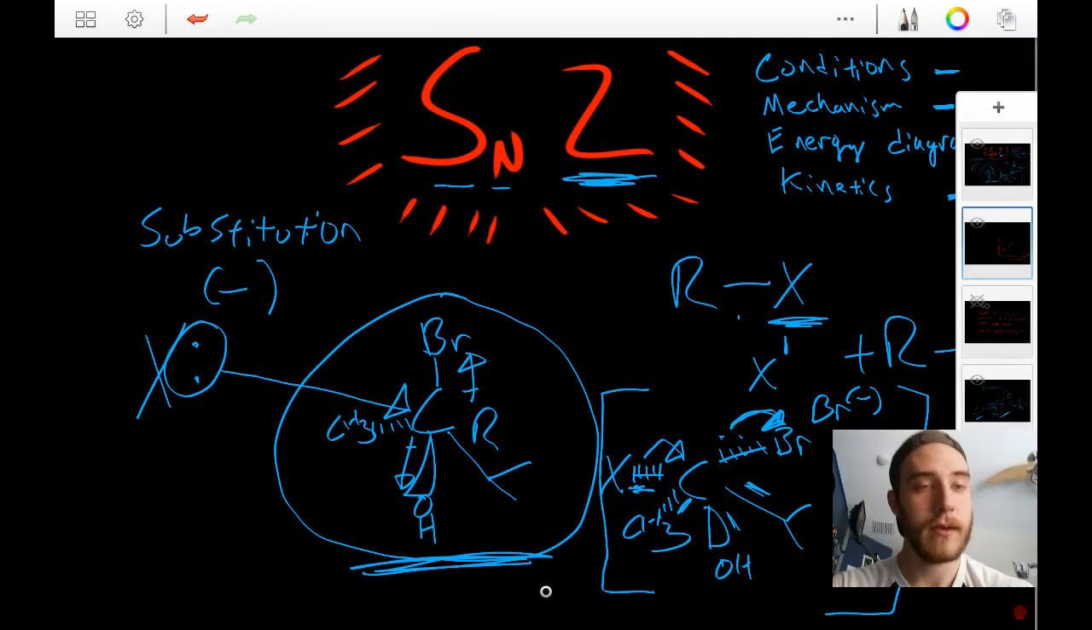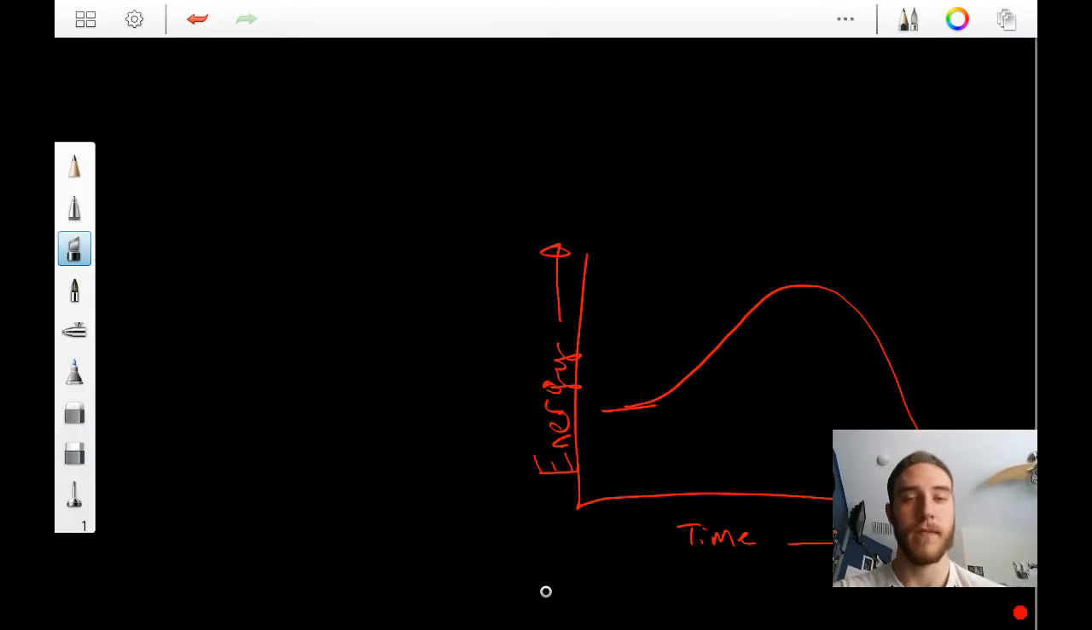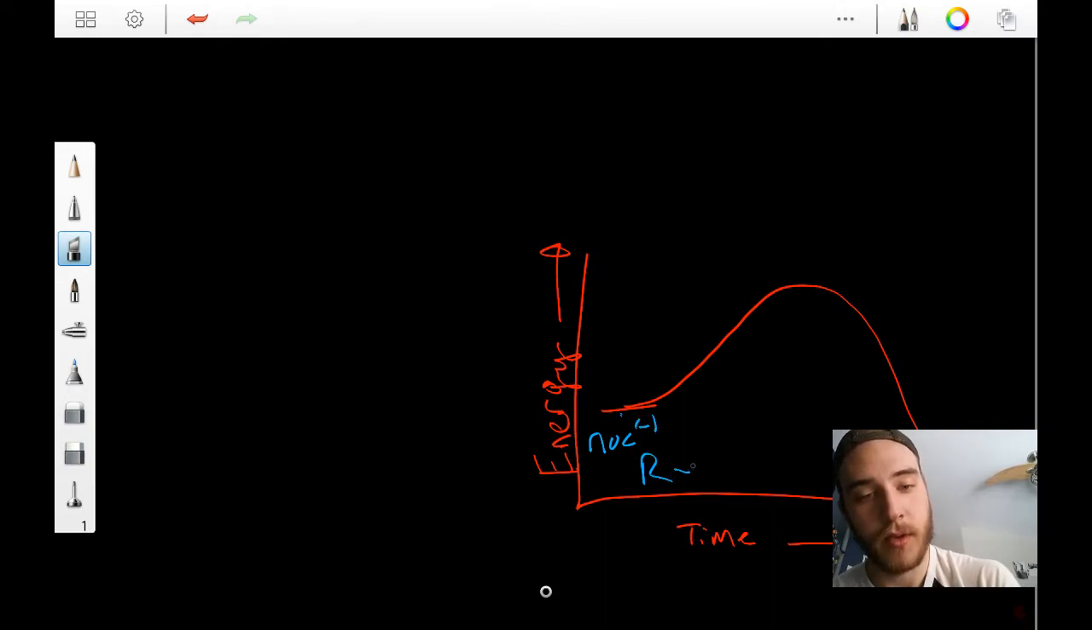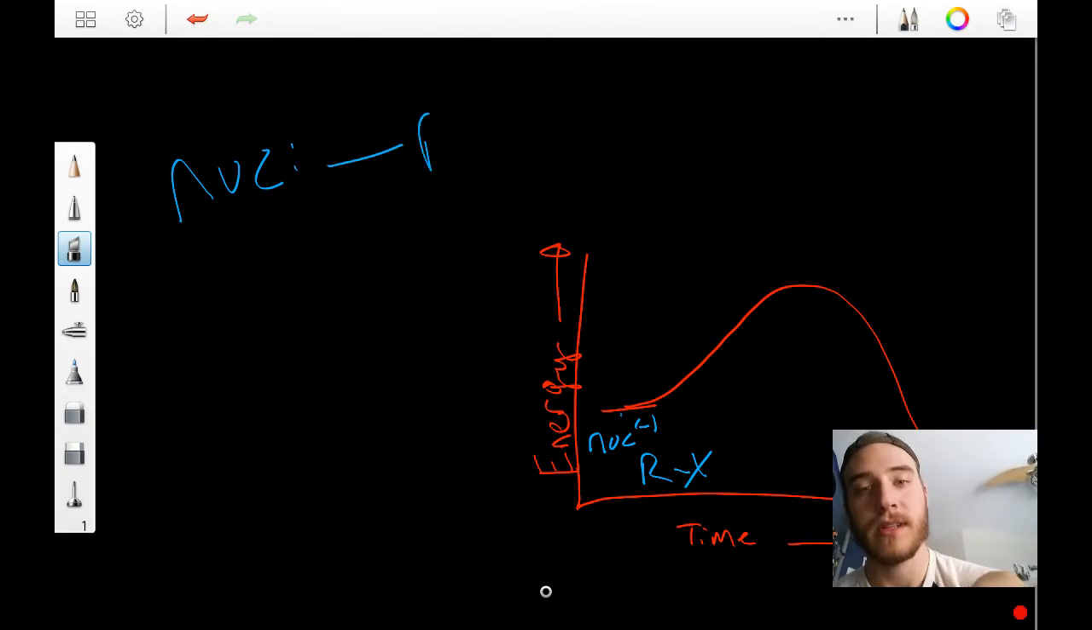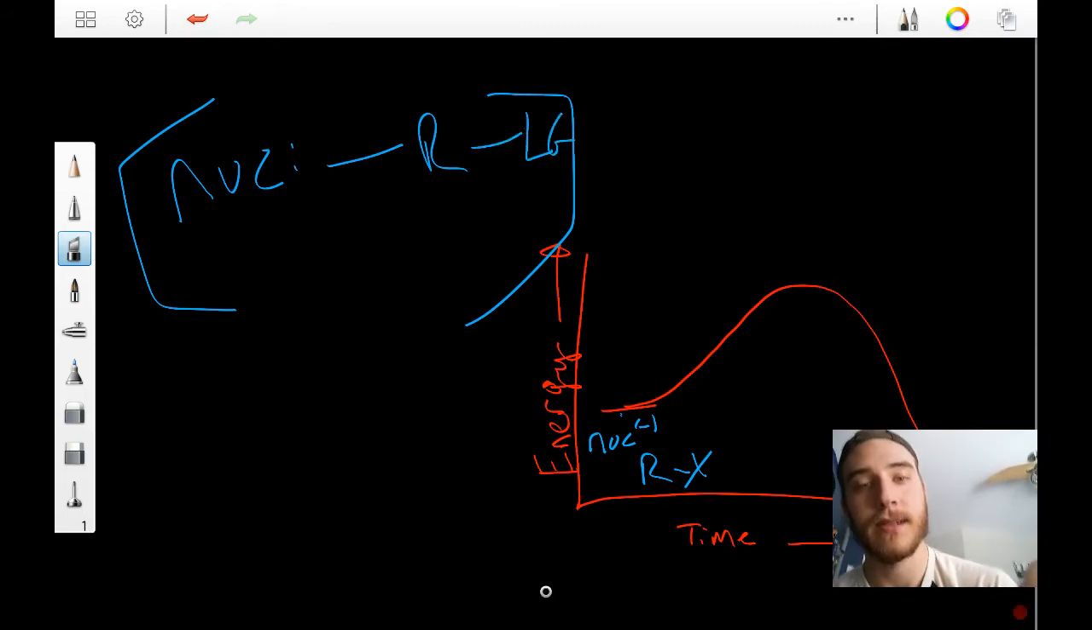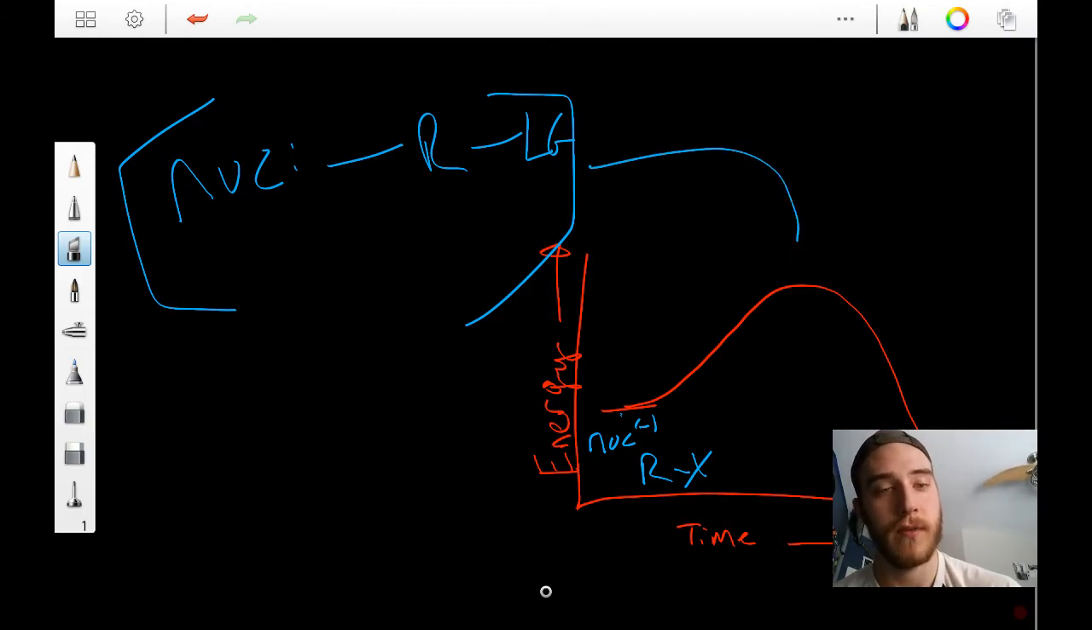Now let's talk about our energy diagram. What's happening here? Well, this state right here, we have our nucleophile plus our leaving group. And once our nucleophile bonds to create that transition state where the leaving group is still attached, we get a very high energy transition state. So that's what we would put right here, this transition state.